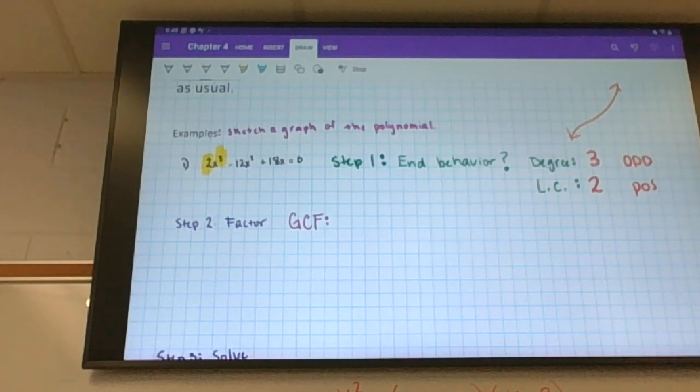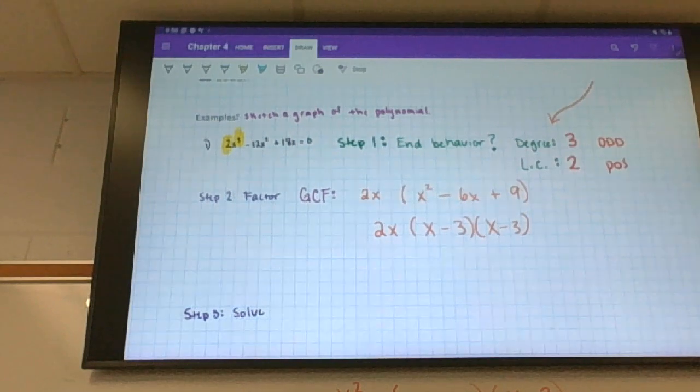Okay. So I'm going to divide a 2 out. Divide x out. X squared minus 6x plus 9. I'm going to go on and factor again. What multiplies to 9 and adds to negative 6? That would be x minus 3, x minus 3. That's the factored form. Now we'll solve these factors.